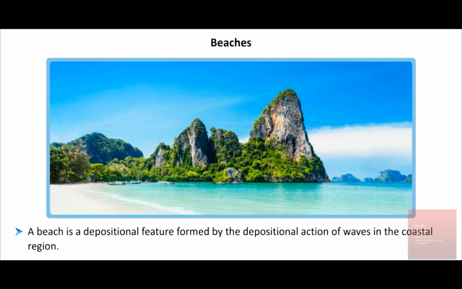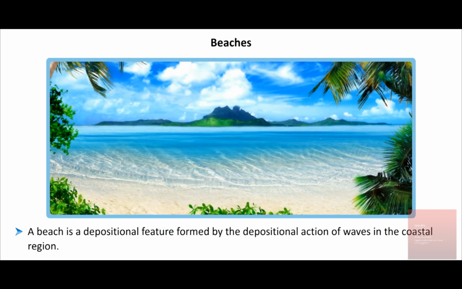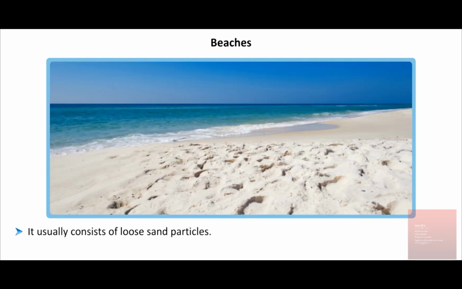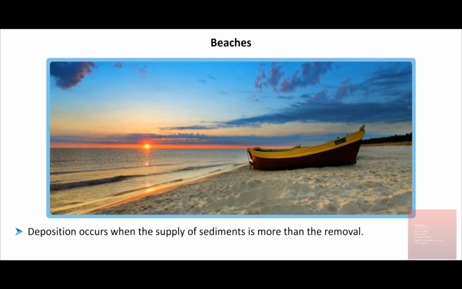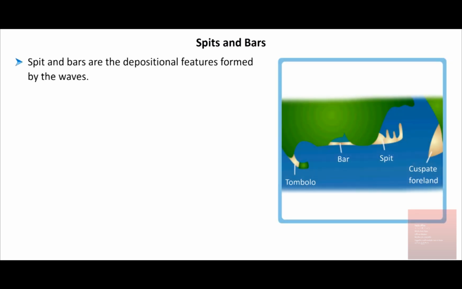Beaches. A beach is a depositional feature formed by the depositional action of waves in the coastal region. It usually consists of loose sand particles. Deposition occurs when the supply of sediments is more than the removal. Spits and bars. Spits and bars are the depositional features formed by the waves.